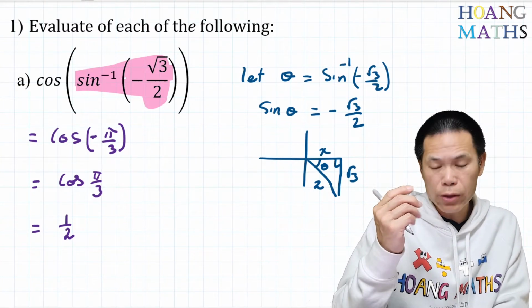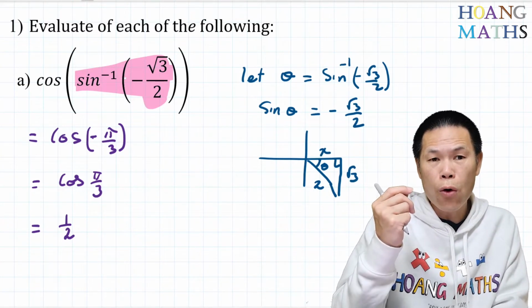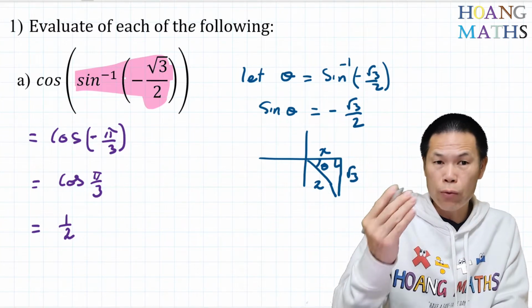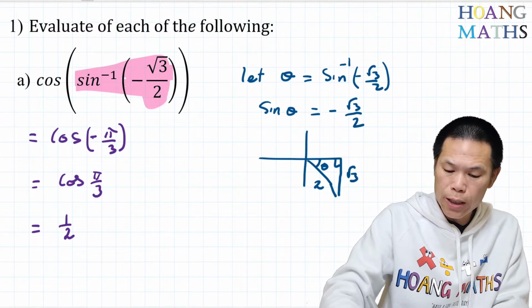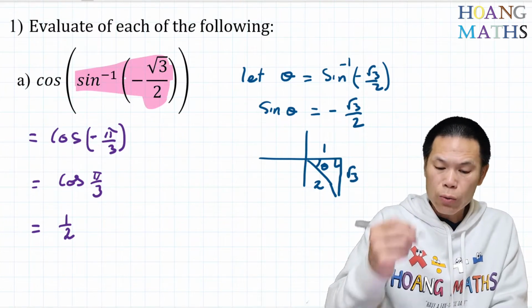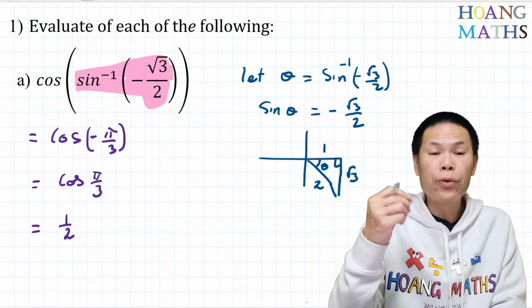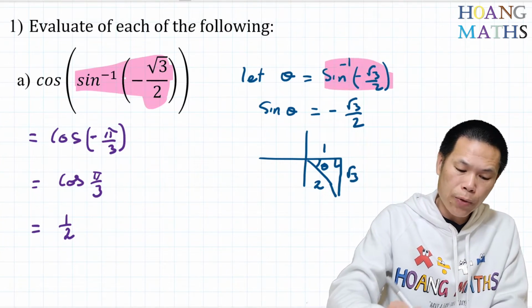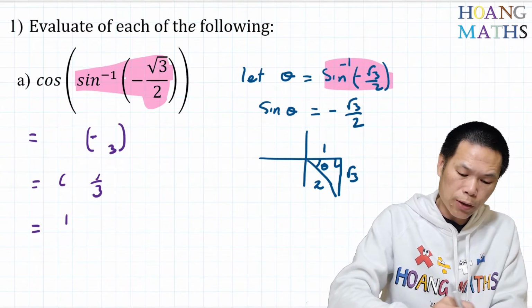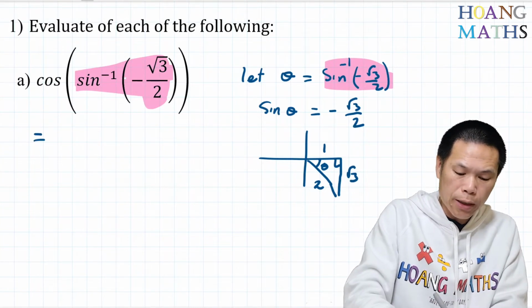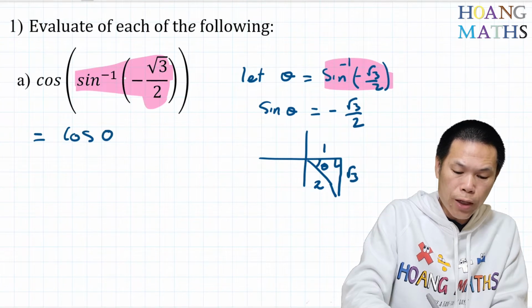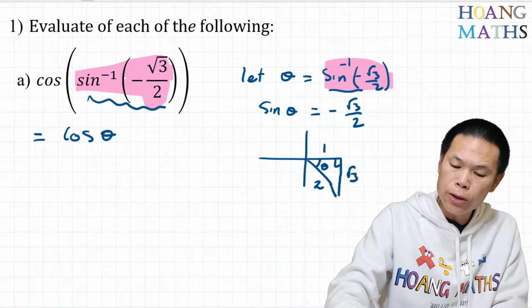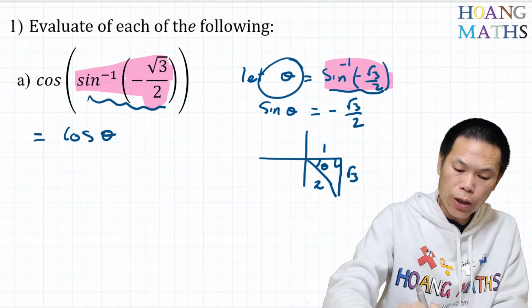From Pythagoras' theorem, we just go 2 squared is 4, minus root 3 squared is 3. So 4 minus 3 is 1, and the square root of 1 is 1. So this length here is 1. Now we just need to work out cos of theta, because this angle here is theta. This is exactly the same as cos of theta, because sine inverse of this is equal to theta. So keep that in mind.